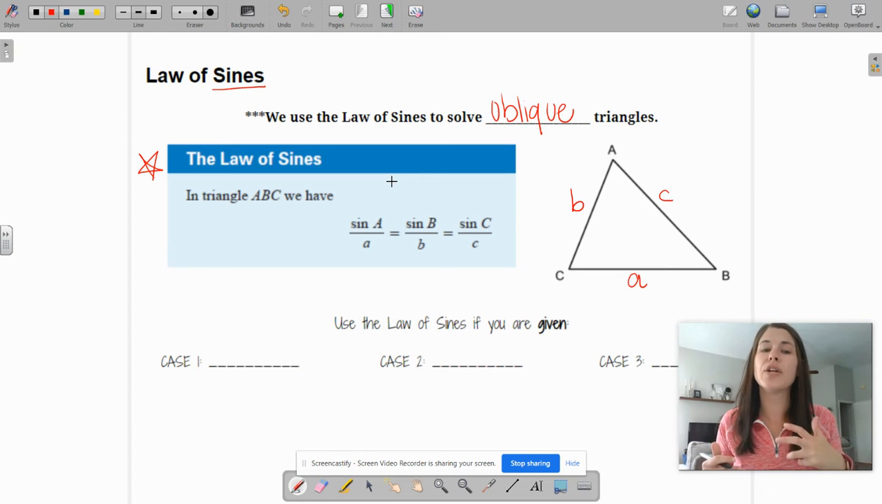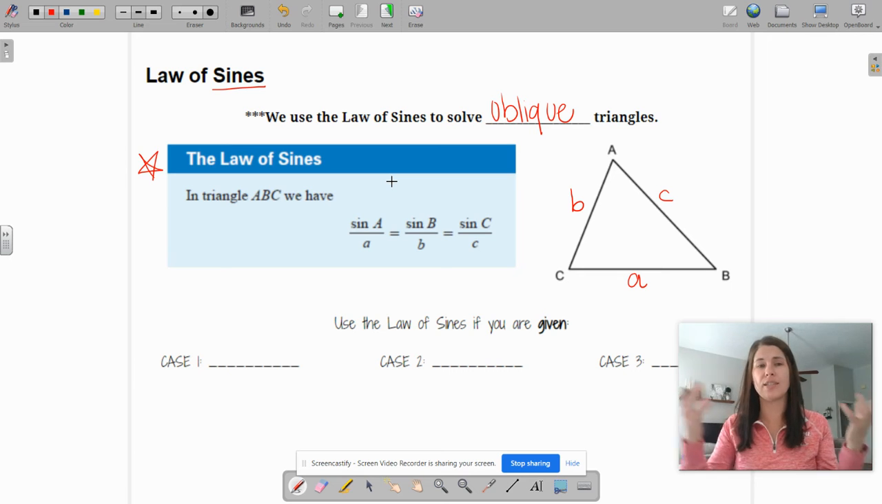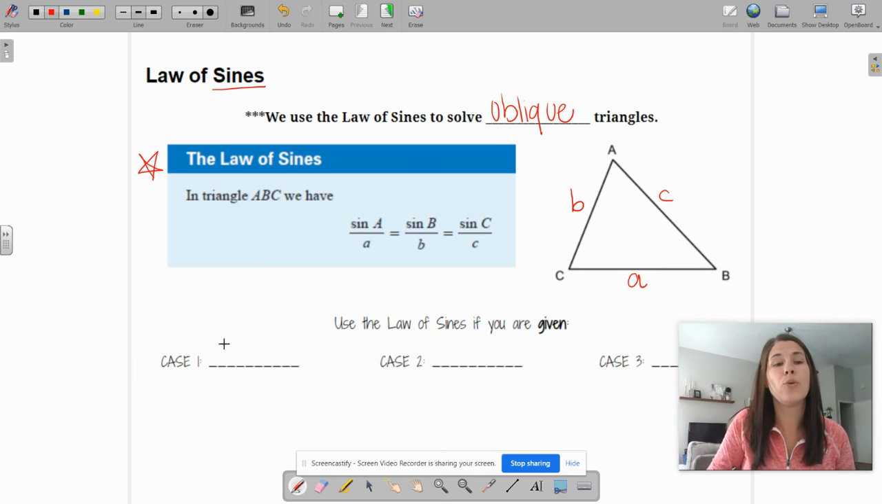So the time that you're going to use the law of sines, because of course there's also a law of cosines, and we'll get to that next week. So you do have to be able to decide when to use law of sines and when to use law of cosines. So there are three different instances based on information that is given to you that you want to use the law of sines. So the first instance is if you are given angle, side, angle.